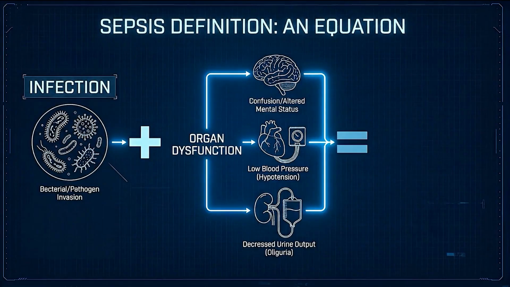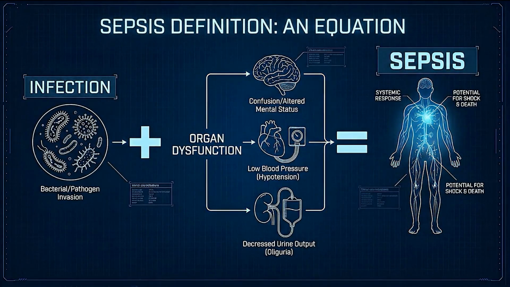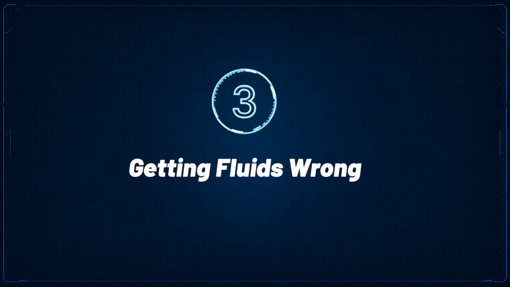In real world settings, however, I don't always wait for organ dysfunction to be fully established. If organ dysfunction is developing or I strongly suspect it's imminent, I activate the sepsis bundle and start treatment early. And this brings me to mistake number 3, getting fluids wrong.